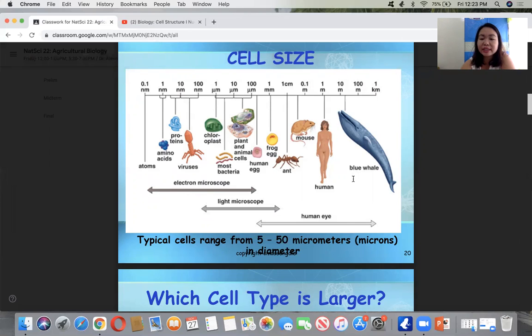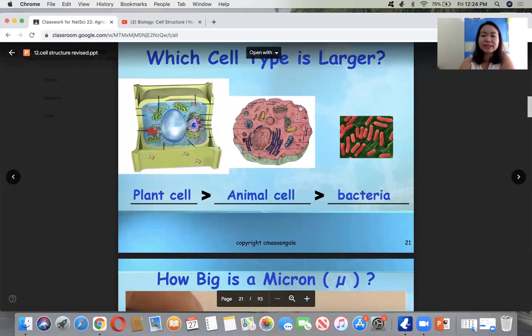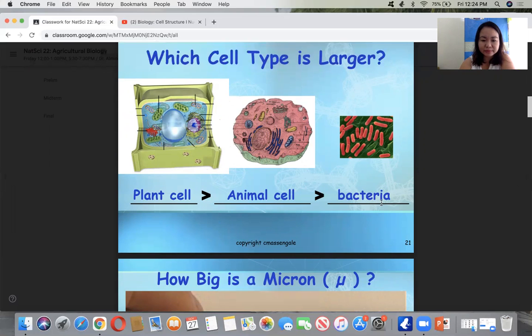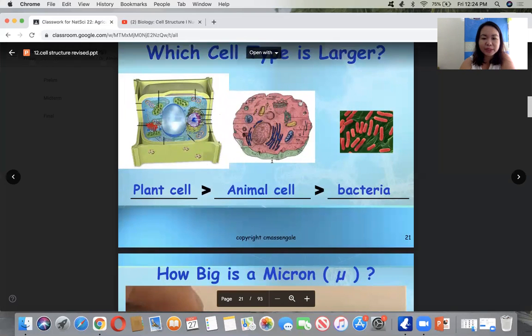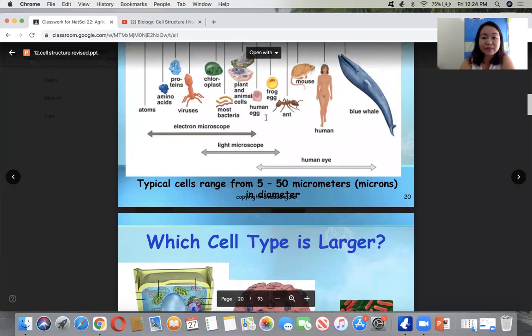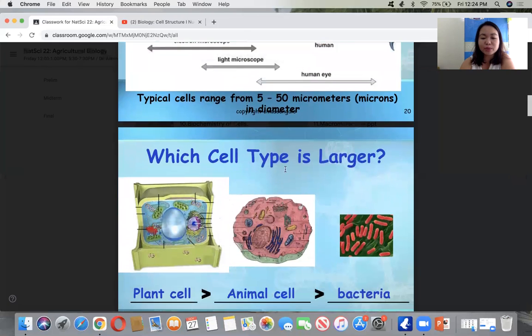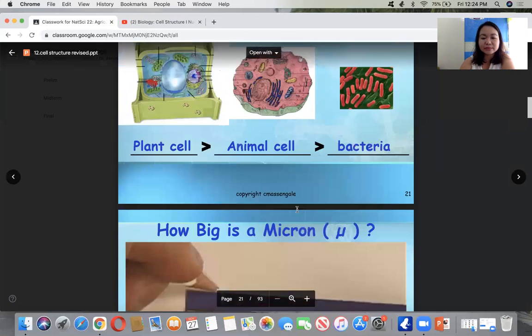As you can see here, the blue whale has the biggest cell size, and that's because it is the biggest mammal in the world. So which cell type is larger, plant cell, animal cell, or bacteria? As we can see here on the ranges, it depends, of course, but the animal cell is much bigger than the rest.